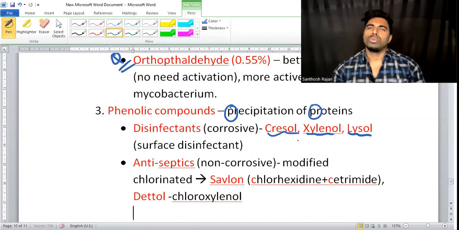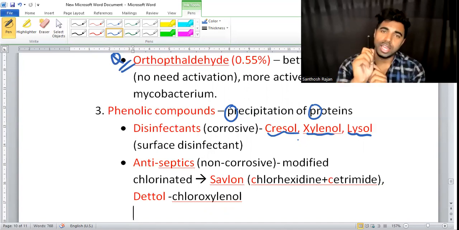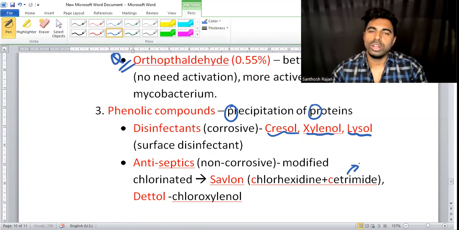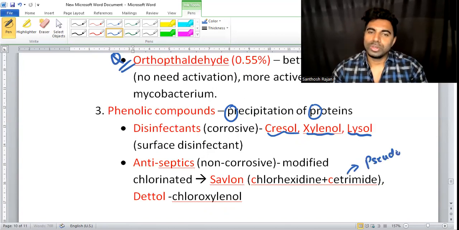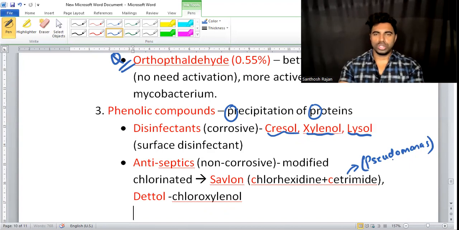Antiseptics are non-corrosive. And the popular one is your Savlon and Dettol. Savlon has a combination of chlorhexidine and cetrimide. That's what I told you. If you remember, cetrimide is a culture medium for Pseudomonas aeruginosa also. Pseudomonas is a special media. You remember what I said? So Pseudomonas grows there, but ideally it is a disinfectant. Cetrimide and chlorhexidine in Savlon, and Dettol has chloroxylenol.